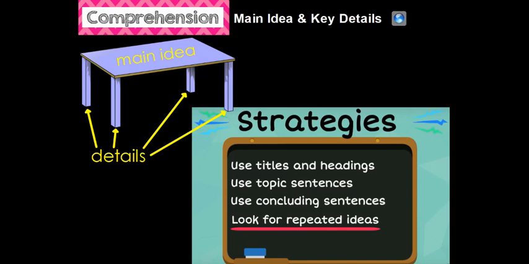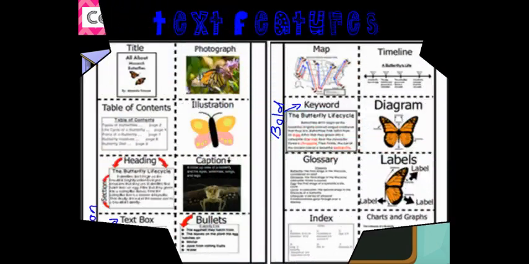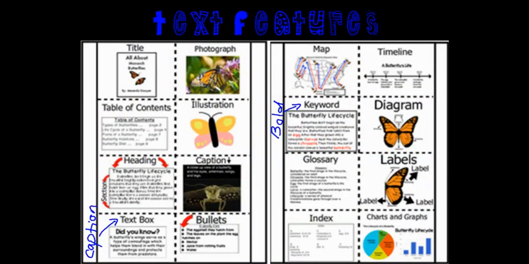The other skill we're going to look at is text features. Text features are things that we find throughout different texts to help us understand what the words are trying to teach us or tell us about. You can see that there are a bunch of different types of text features. A title could be a text feature, photographs, a table of contents, illustrations, headings, captions, text boxes, bullet points listing ideas.